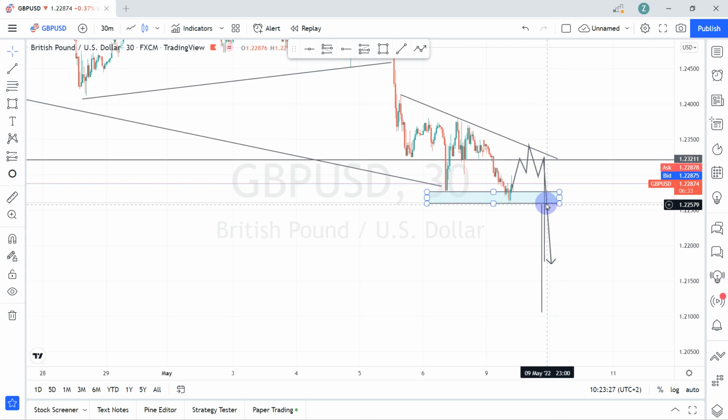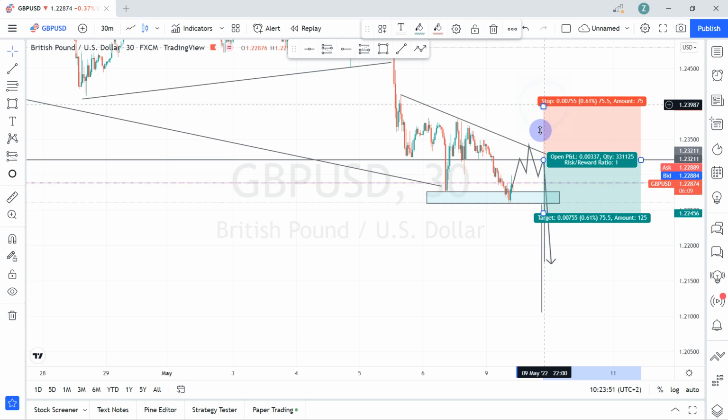If we scale in here, this would be our first take profit, and this would be our second take profit. That's all. And here, it's up to you if you would scale in or just let the trades run from there. So let's see how we would cater for that.